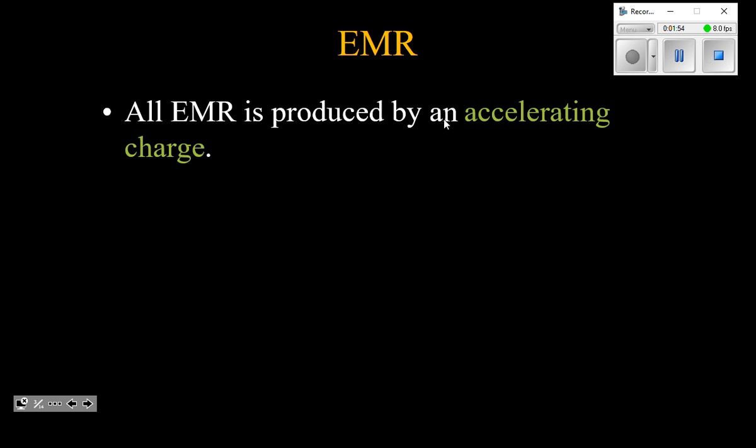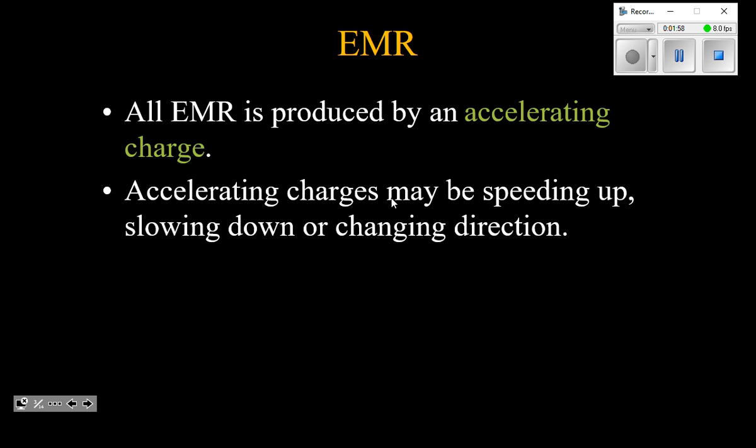All EMR will be produced by accelerating charges. So what do we mean by that? Well, accelerating charges might be speeding up, slowing down, or changing direction. So if you have a charge that's stationary, nothing happens. It has a gravitational field around it, has a magnetic field around it, there's an electric field around it, but nothing else. A charge like an electron that's traveling at a constant speed will have a magnetic field around it, but it will be a constant magnetic field. So there's no EMR from that.